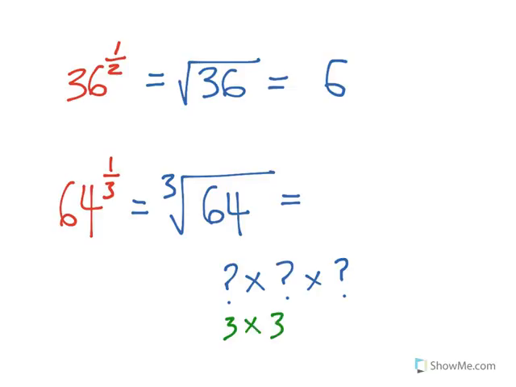3 times 3 gives me 9, times 3 again, that gives me 27. So that's too small, so we'll try a bigger number. So let's try 4. 4 times 4 is 16, times 4 is 64. Excellent, so I've got it. So the cube root of 64 is 4.